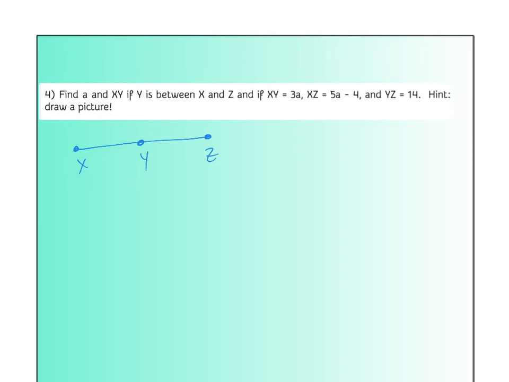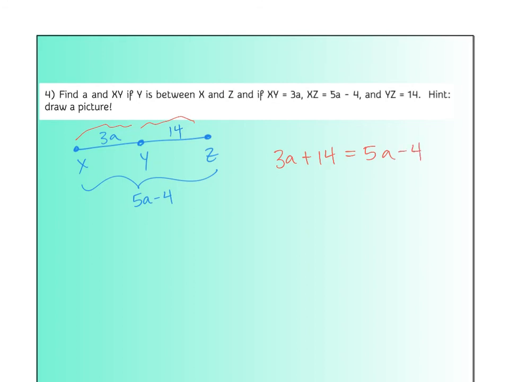So y is between x and z. So I'm going to draw my segment, and now I'm going to label my stuff. From x to y is 3a. From x to z, that's the whole thing, is 5a minus 4. And from y to z is 14. Now, remember, the two small parts added together equal the big part. So the two small parts are the 3a and the 14. So if I take 3a plus 14, add them together, it should equal the whole big part, which is 5a minus 4.